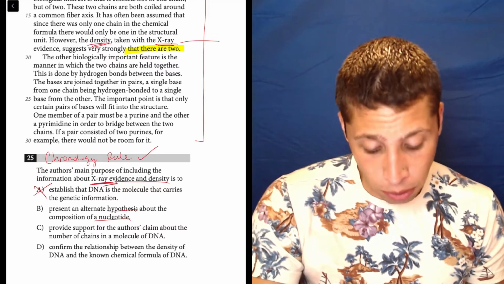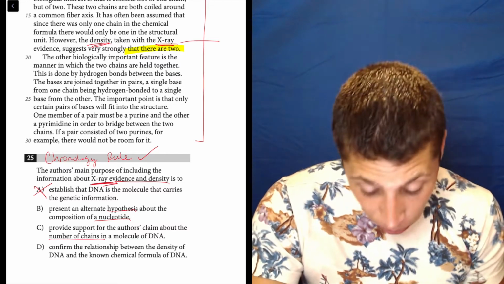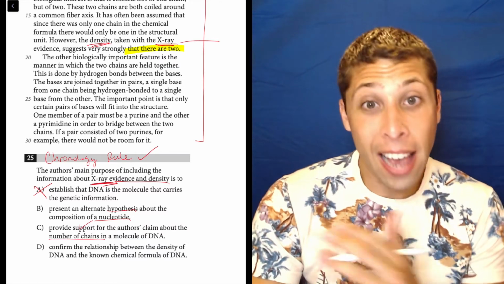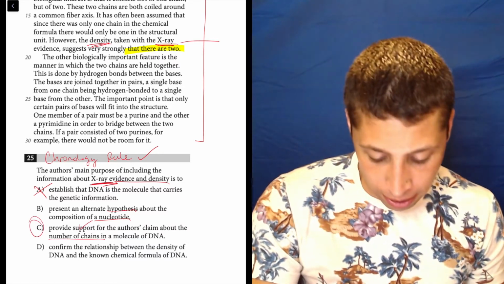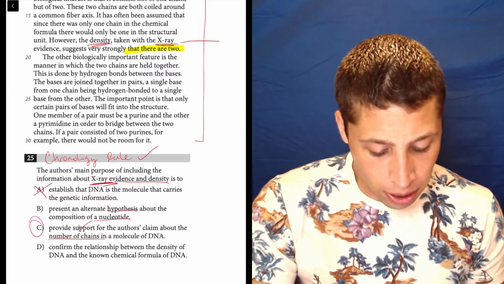C, provides support for the author's claim about the number of chains in a molecule of DNA. Yeah, support matches much better. It's evidence. So that seems right. Let's look at D, though. Confirm the relationship between the density of DNA and the known chemical formula of DNA.